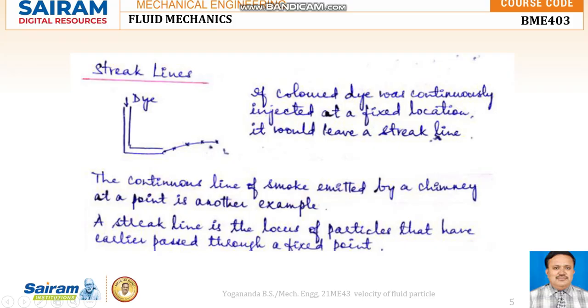That is the track marked by that injected dye continuously. A streak line is the locus of the particles that have earlier passed through a fixed point. So the locus of the particles.